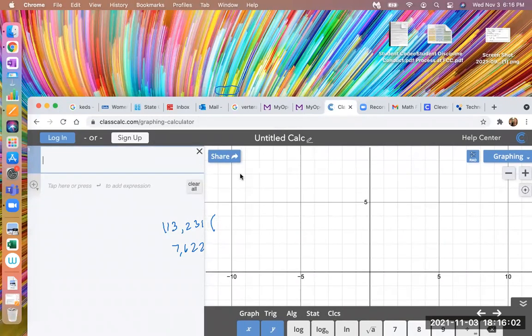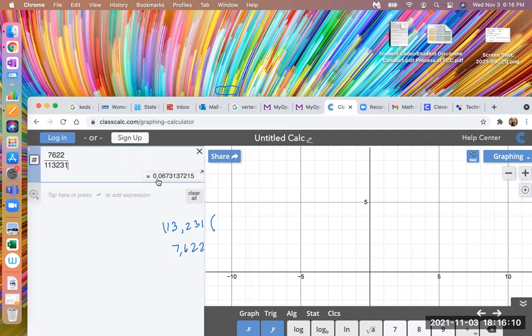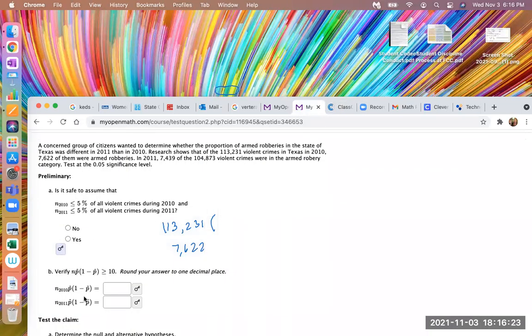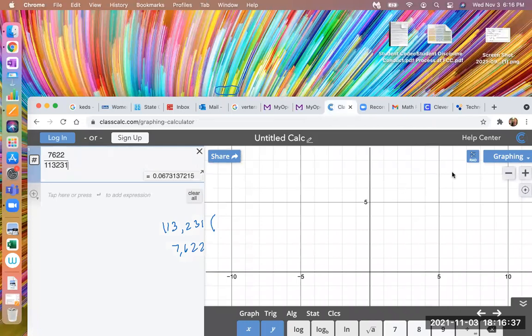So 7622 divided by 113231, and that's the p hat that we want right here. It's 0.067. Normally we wouldn't want to truncate that at all. We would try to keep that as accurate as we can. So we're going to do this formula, the p hat I just calculated, and then I'll do 1 minus that number, and then I'll do times the 113231 all at once.